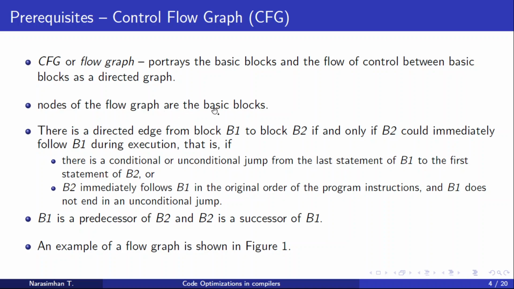Now coming to edges, when will you add an edge between two nodes? There is a directed edge from block B1 to block B2. Remember, the nodes correspond to basic blocks. So there is a directed edge from block B1 to block B2 if and only if B2 could immediately follow B1 during execution. This happens in two cases. Either there is a conditional or unconditional jump from the last statement of B1 to the first statement of B2.